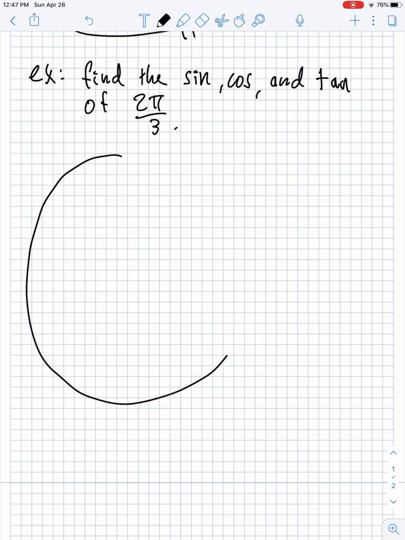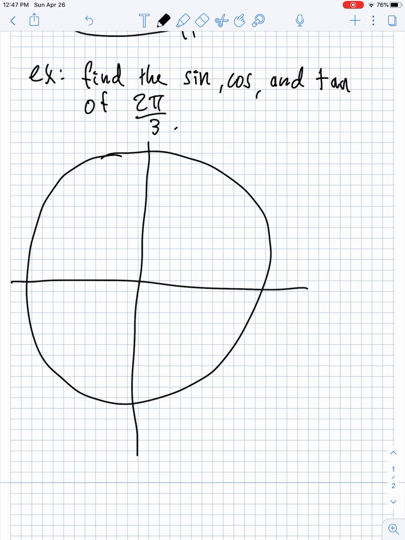Not too bad for Apple Pencil. I apologize for my handwriting once again. You guys, here's 0. Here's pi over 2. Here's pi. Here's 3 pi over 2. And 2 pi all the way back around. Once again, we're not using degrees from here on out. It's all radians all the time, baby.